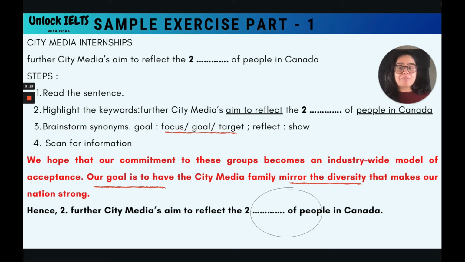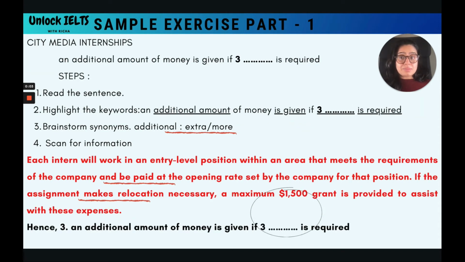I have picked up that part of the passage which is related to the keywords given in the question. The last line of the paragraph says, our goal is to have the city media family mirror the diversity that makes our nation strong. Now going back to the question once again, clearly the word diversity is the correct choice for this sentence. Now comes our next question.